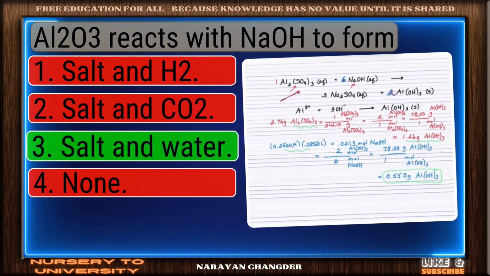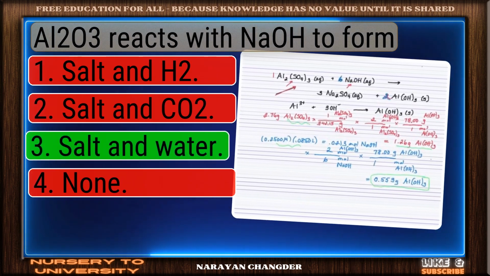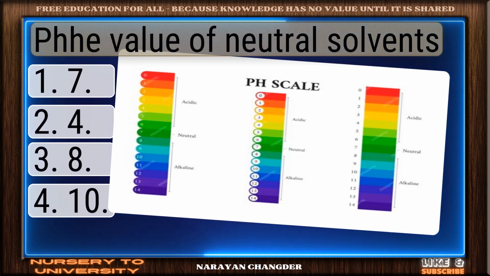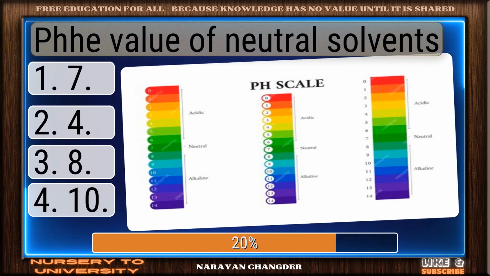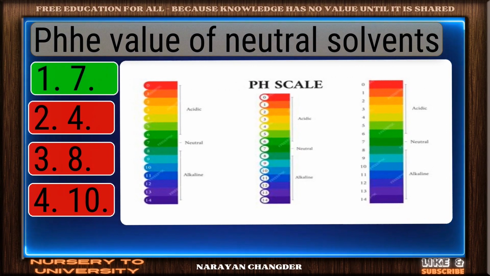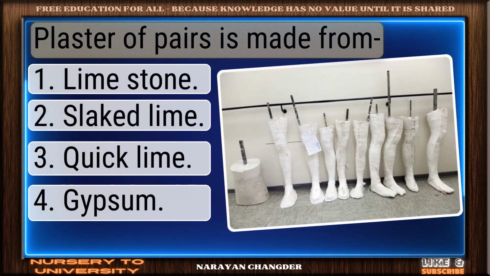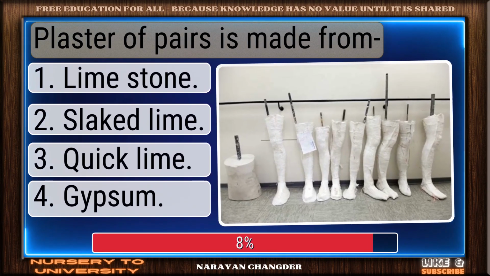Well done. Salt and water is the right choice. Question number 151. pH value of neutral solvents. Right again. 7 is a valid answer. Question number 152. Plaster of Paris is made from.